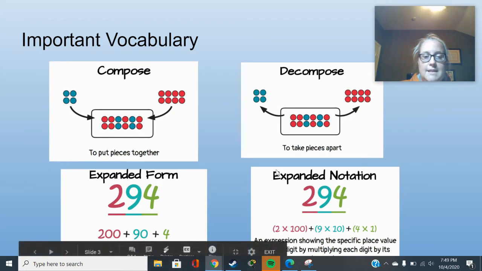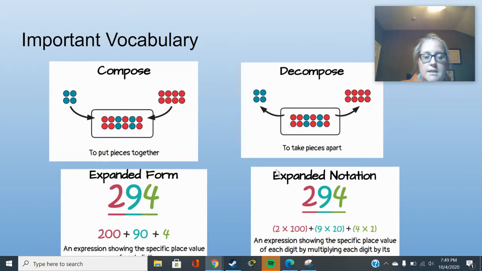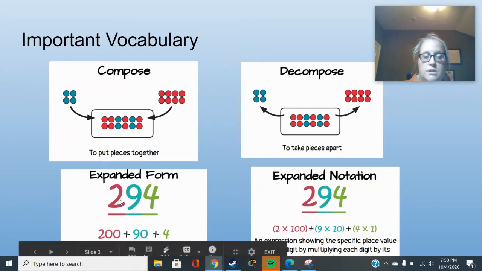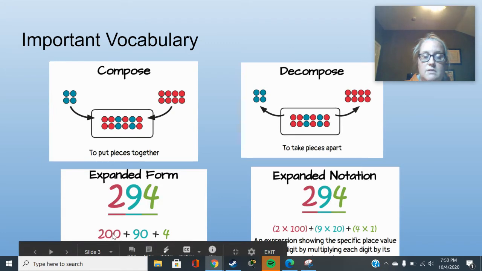The first one is expanded form. Expanded form is when you have an expression and it breaks your numbers into each place value. The example they have is 294. With the expanded form, you're going to break it into place value. So I have 2 hundreds, so that gives me my 200. I have 9 tens, that gives me my 90, and I have 4 ones, which gives me 4. And if I was to put all three of these together, it would give me back 294.